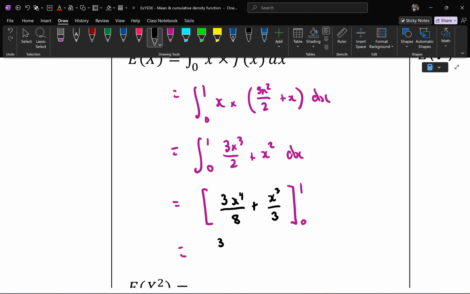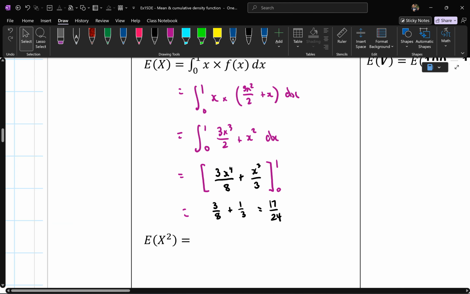So if you sub 1 in, you're going to get 3 out of 8 plus 1 out of 3. Wait, something is a bit off. How come I got a different answer here? No, I did get the same answer. What did you guys get? 3/8 plus 1/3, which is, Serena? 17 on 24 is correct. Hands up if you got E of X correct. Good, it's just a simple integration and fractions.